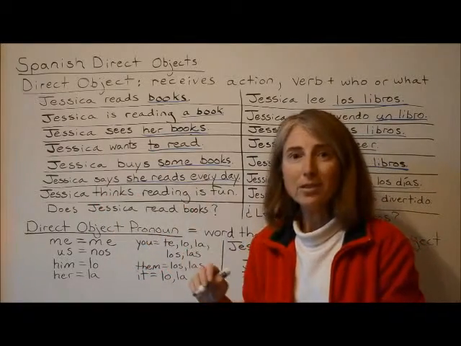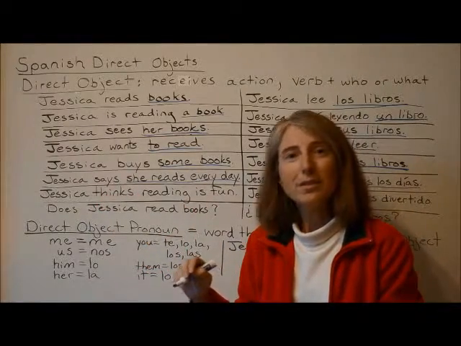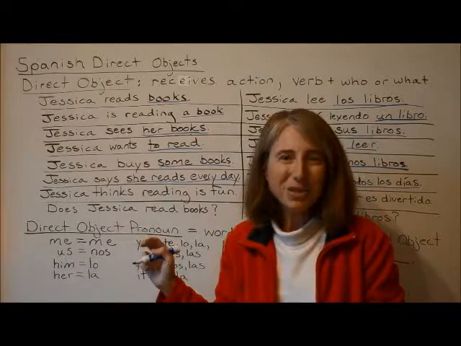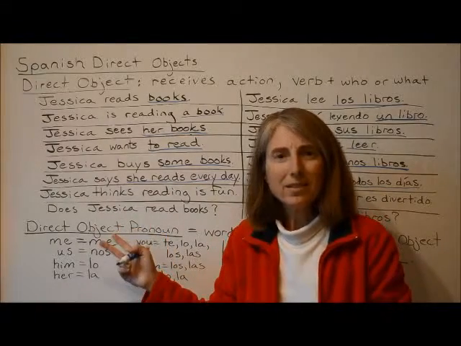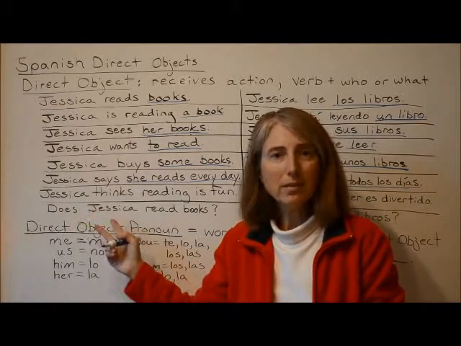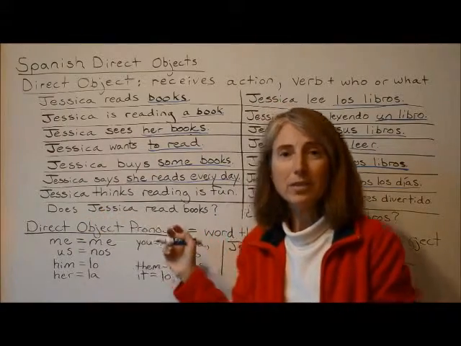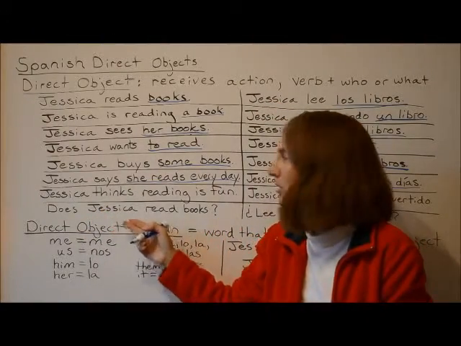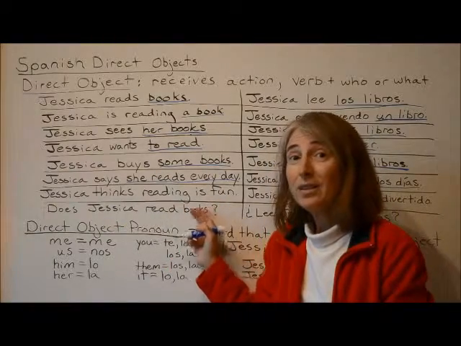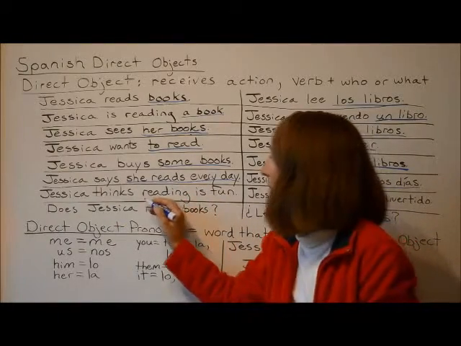Jessica thinks reading is fun. So in this sentence, Jessica is still our subject. Thinks is our main verb. Jessica thinks. And then we say, Jessica thinks what? She thinks reading is fun. So this whole group of words, reading is fun, is our direct object.